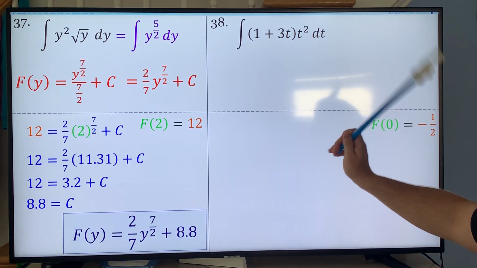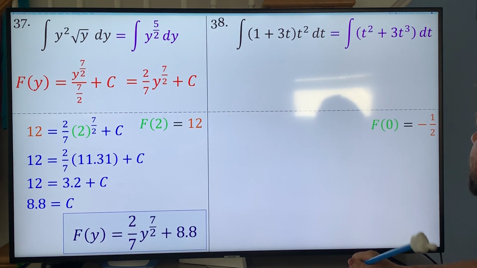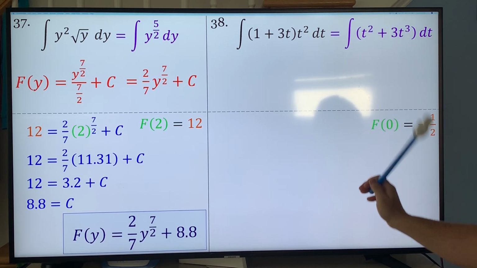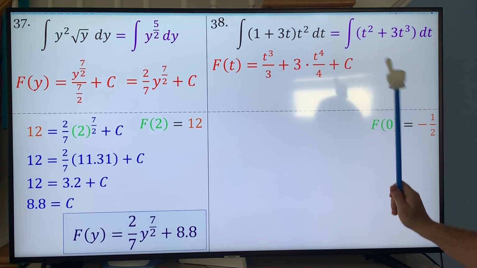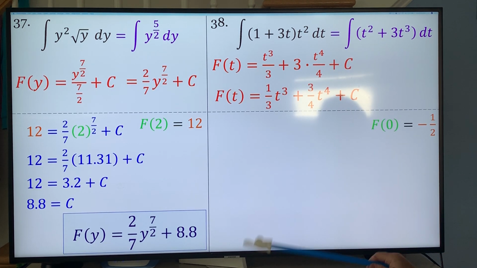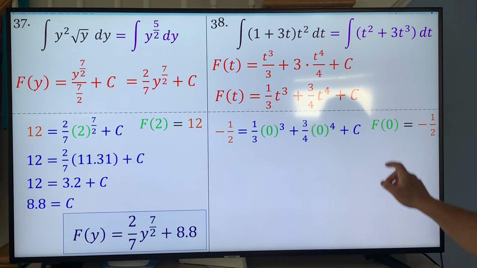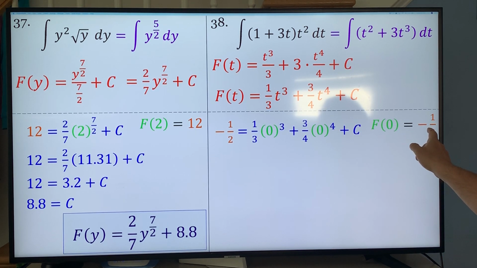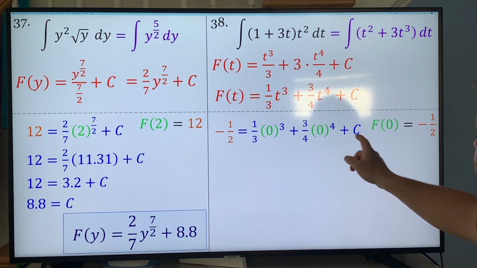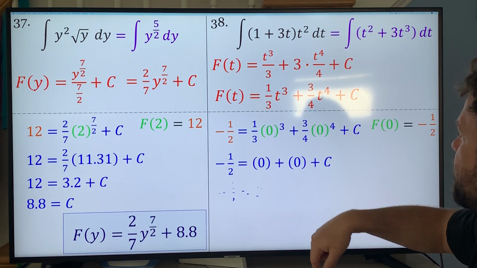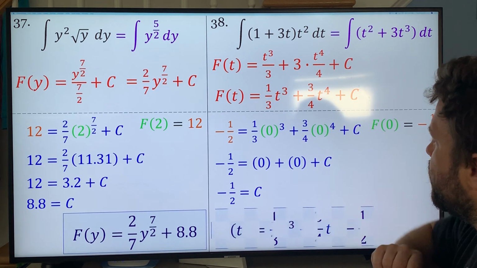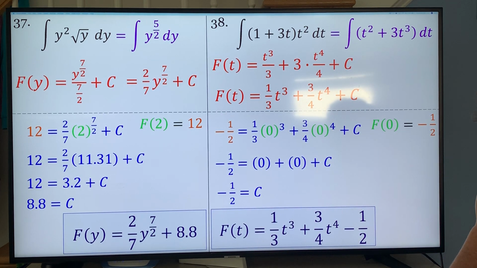Good. Distribute the t squared. T squared plus 3, 1 plus 2 is 3. This becomes t cubed over 3, 3 times t to the 4th over 4, 3/4. X is 0, f of x is negative 1/2. So you get negative 1/2, 0 and 0, c equals negative 1/2. 1/3 t cubed plus 3/4 t squared minus 1/2. Awesome.